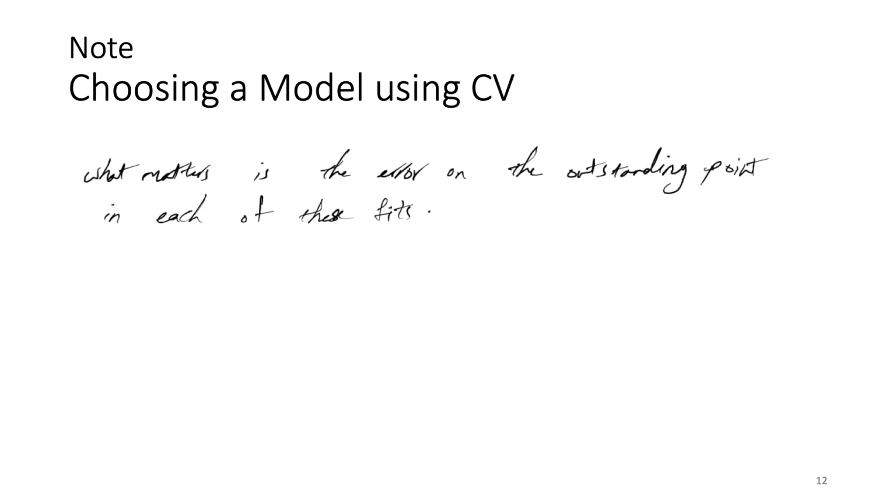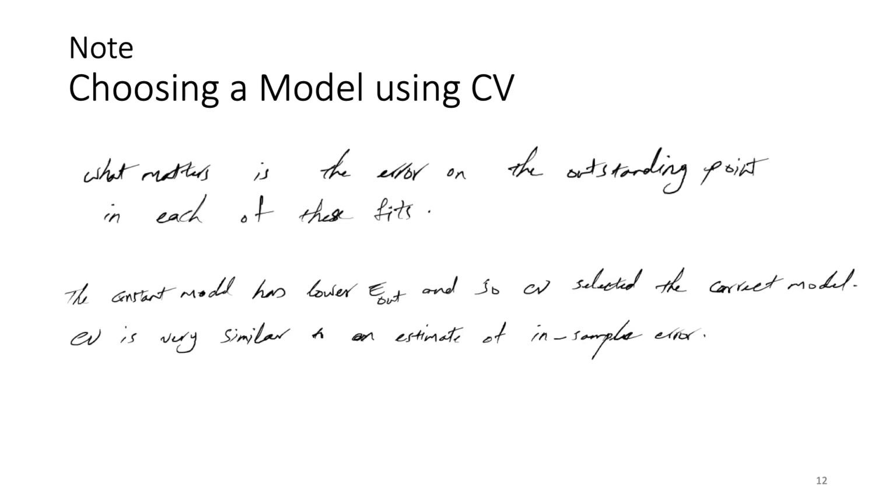Okay, so at the end, what matters for us in using cross-validation is the error on the left-out points in each of those folds. So the constant model, the one that you saw in the previous slide, has a lower E_out, and so cross-validation selected the correct model. That was your 3 points.